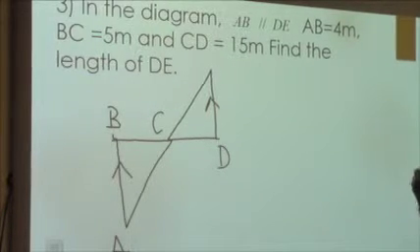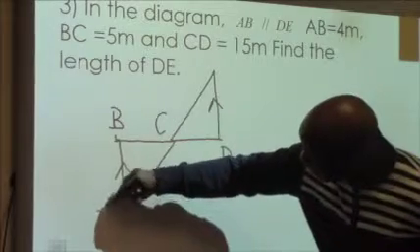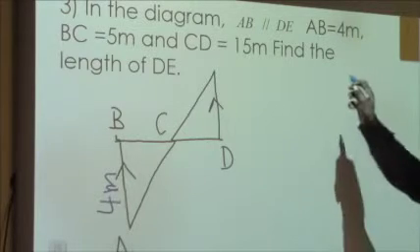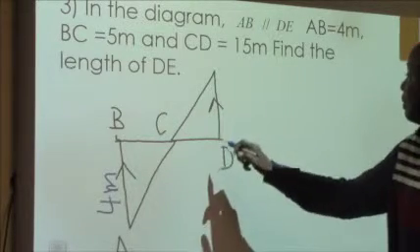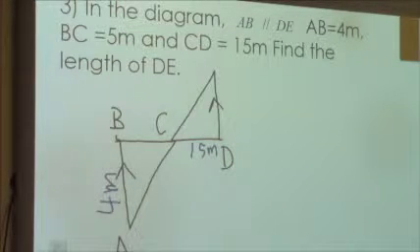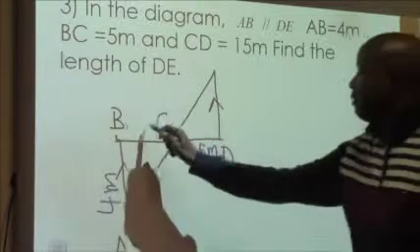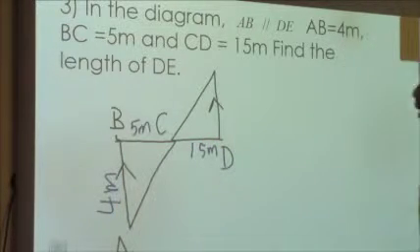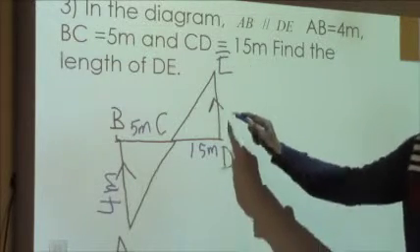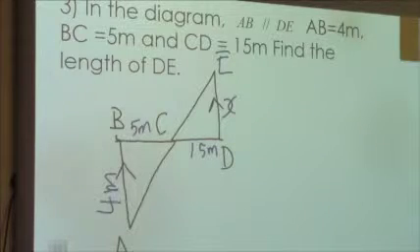Now, we have been told that AB is 4 meters. We've been told that CD is 15 meters. What other information we've been given? We've been given that BC is 5 meters. And they want us to find the length of DE. Now, I forgot to put an E over here. This is DE. We don't know what DE is, so DE is equal to x.